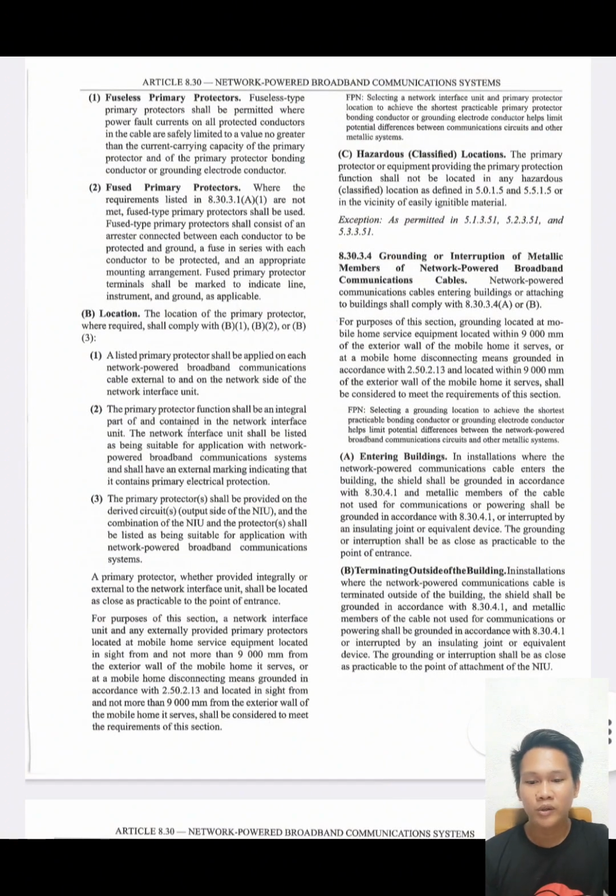Next, we have B, location. The location of the primary protector where required shall comply with B1, B2, or B3. First, a listed primary protector shall be applied on each network-powered broadband communication cable external to and on the network side of the network interface unit.